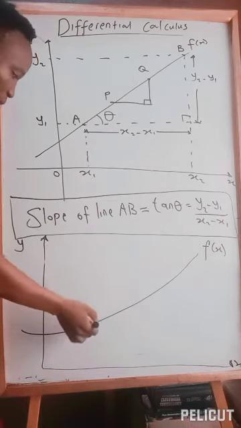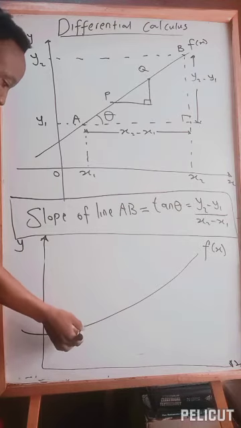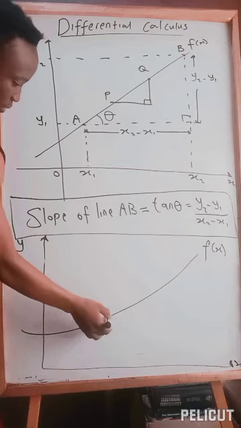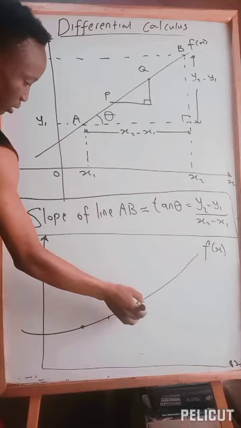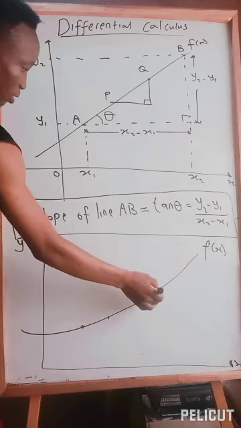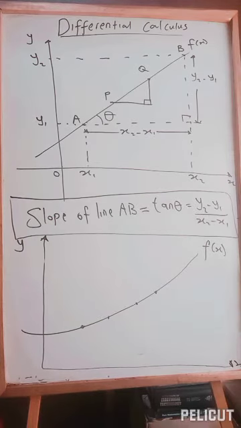But for a curve, as you move along the line, we expect the slope to be different. Look at this, at this point the slope is different, at this point the slope is different, at this point it is different. So when you're talking about slope on a curve, you are talking about the slope at a particular point on that curve, because the slope on that curve is not the same. And that is where differential calculus comes in. So I'm going to be doing that now, just a minute.